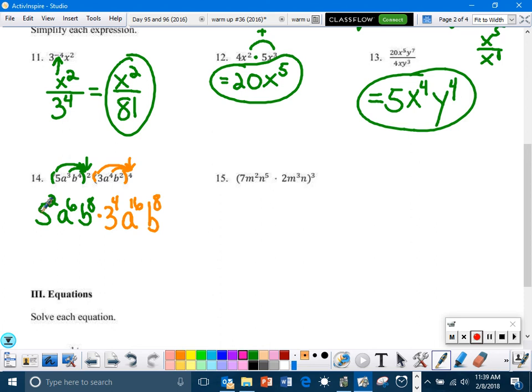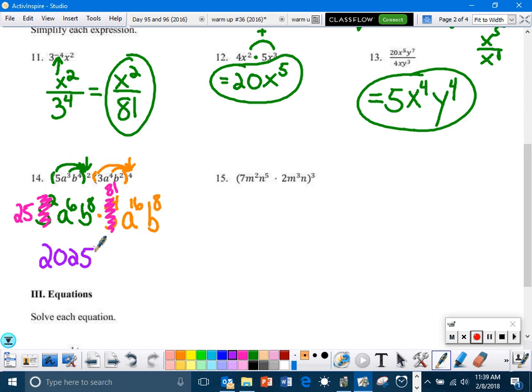So the 5 squared, I'm just going to cross that off, and I'm going to put 25. 5 squared is 25. 3 to the 4th power, okay, I'm just going to cross that off or erase it, and I'm going to replace that with 81. Okay, 3 to the 4th power is 81. Now, 25 is going to get multiplied to 81. So 25 times 81 is going to be 2,025.